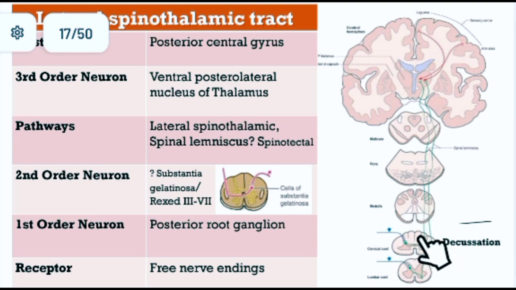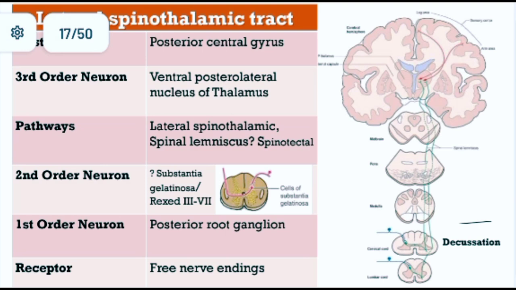So these are called second order neurons. They will ascend all the way to the thalamus. When they reach the thalamus, and by the way, I forgot this, they decussate. So they are going to cross and come to the other side and then ascend upward. They come to the opposite lateral side, and then ascend upward. Okay? That's what happens. That's the lateral spinothalamic tract.